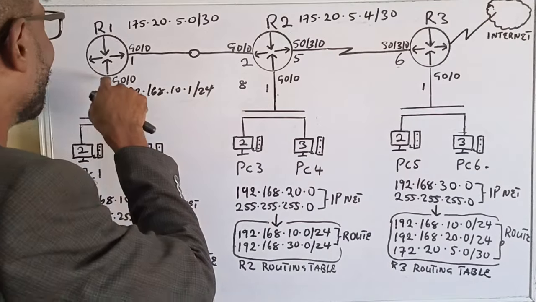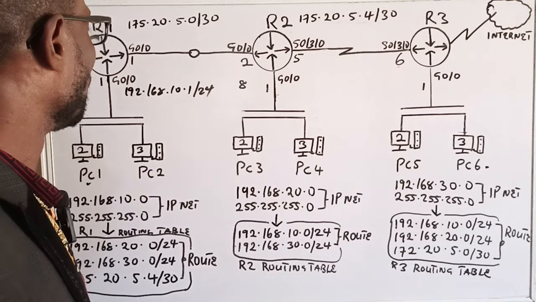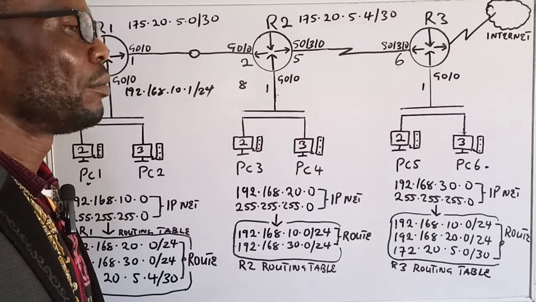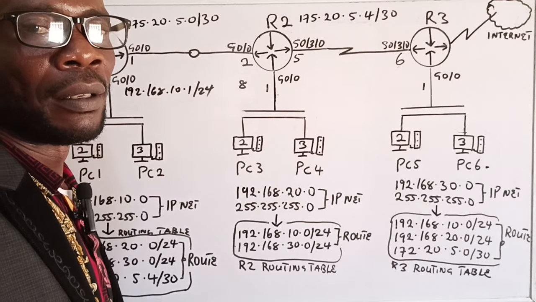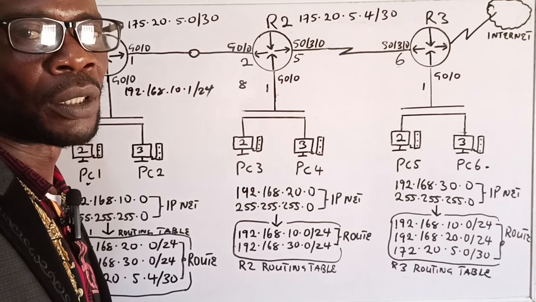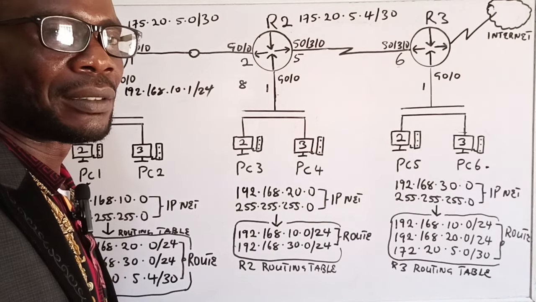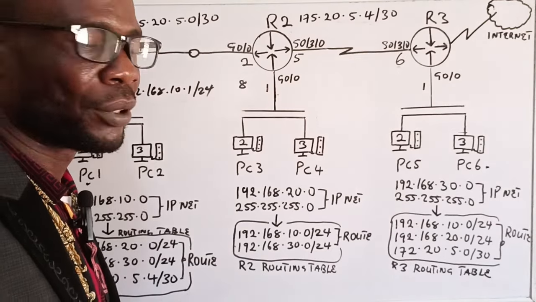Now, the router received this ARP, Address Resolution Protocol request, and informed PC1 that the destination IP is not in your subnetwork, it's in a different subnetwork. So what you do is bring this packet, use my LAN MAC address, and bring this packet to me. Do you know what happened there?